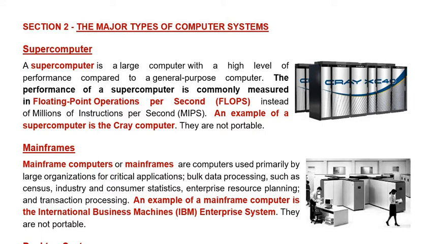A supercomputer is a large computer with a higher level of performance compared to a general purpose computer. The performance of a supercomputer is commonly measured in floating point operations per second instead of millions of instructions per second. An example of a supercomputer is the Cray computer. They're not portable, of course, because of their size.